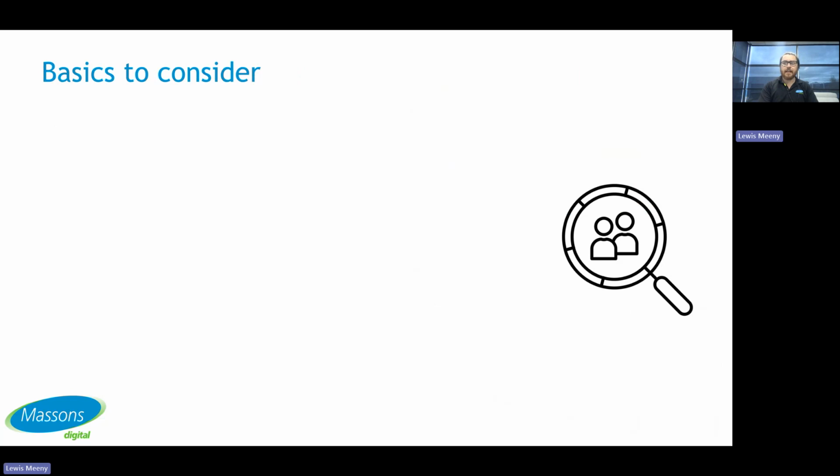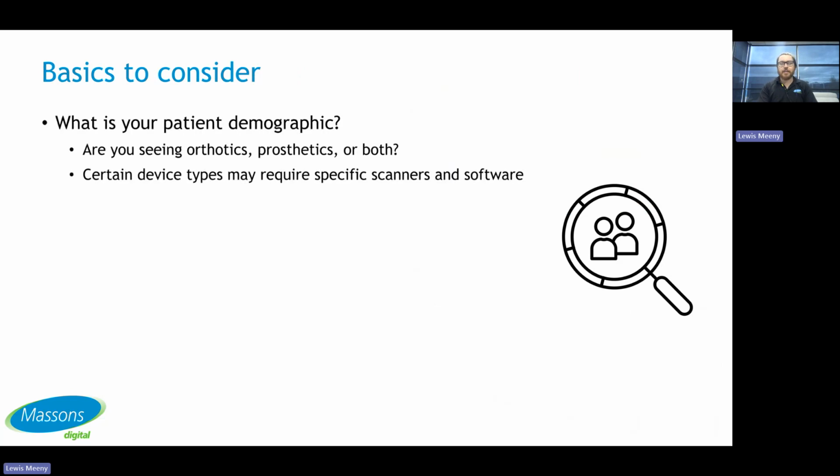Some basic things to consider. First is, what is your patient demographic? Are you seeing orthotic patients, prosthetic patients, or both? And that's mostly because there's certain device types that require specific scanners and potentially specific software. It's really good to know what your demographic is because it can help inform the best choices for your money.